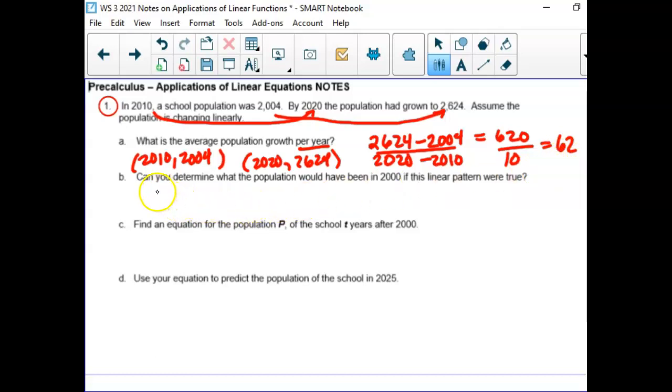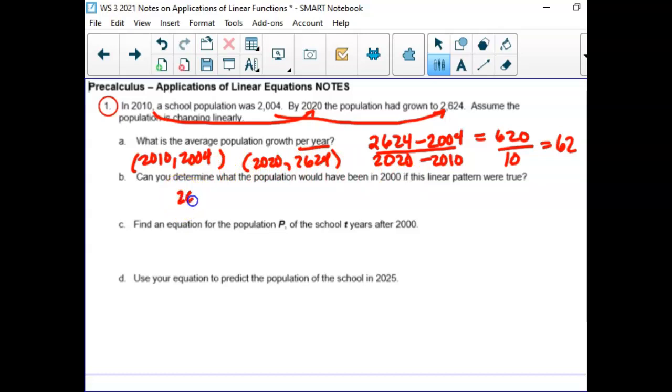All right. Can you determine what the population would be in 2000 if this pattern were to continue? Could we think about how to figure that out? Some of you can just do that logically. Eventually, I'm going to show you how to use an equation, but what do you think, Jada? What do you think we should do?